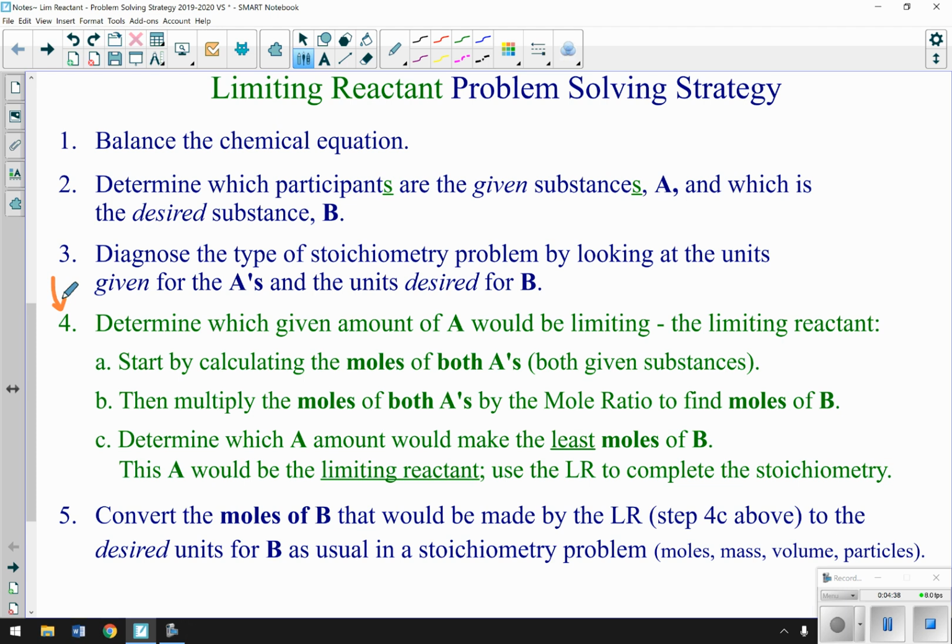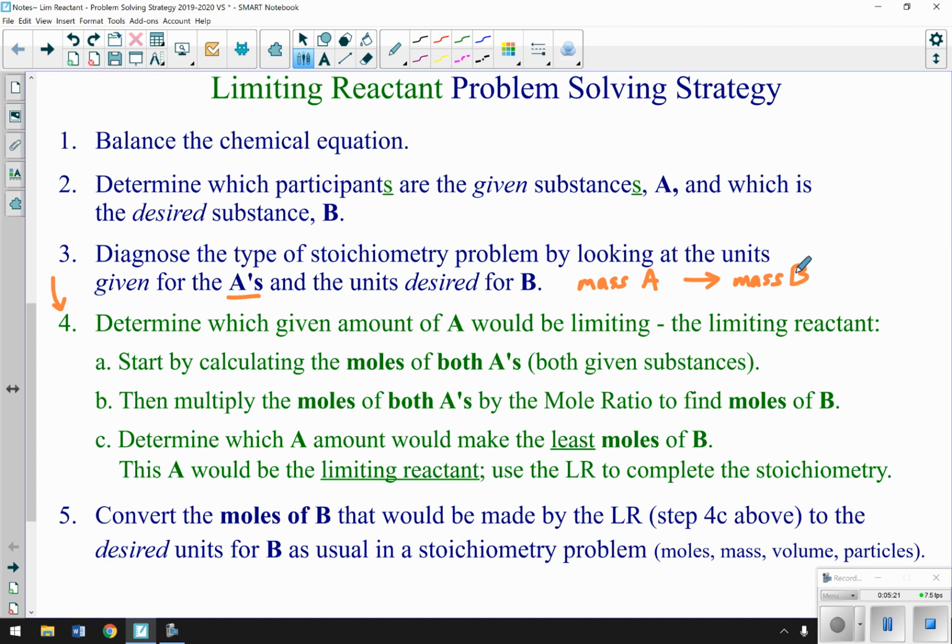So of course you have to balance the equation. In step 2, determine which participants are the given substance. And that's what we saw was different in the example above with calcium and silver 1 nitrate. Instead of giving you 1 starting amount, I gave you 2 starting amounts, both on the reactant side. Well, we still have to diagnose the type of stoichiometry problem. And both A's that were given above were in grams. Our desired unit was grams. So no matter which A ends up being the limiting reactant, this is going to be a mass of A, whichever one of those two A's it is, to mass of B.